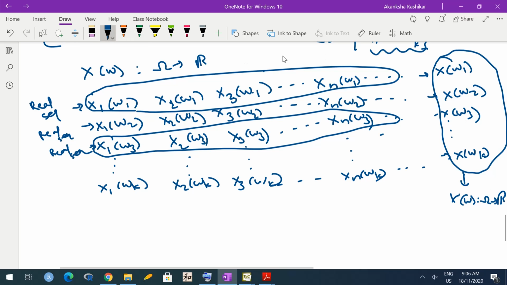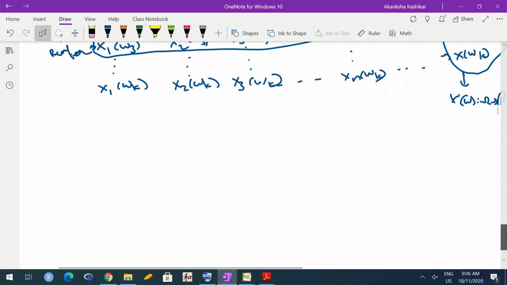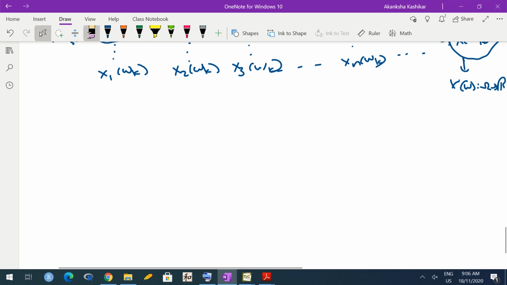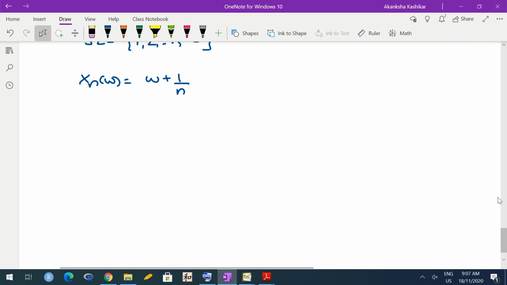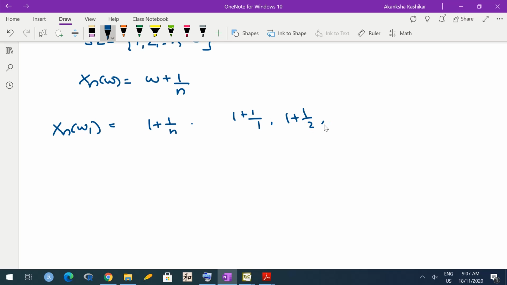Let me try to take one example to make things a bit more clear. Let omega be the outcome of a die throw. So I have 1 up to 6. And let me define xn of omega as omega plus 1 by n. So xn of omega has to be a function of both omega and n. Now, how would I get the sequences? When I fix omega at omega 1, if I consider the sequence xn of omega 1, I have 1 plus 1 by n as a sequence. 1 plus 1 by n means I have 1 plus 1 by 1, then 1 plus half, 1 plus 1 by 3, 1 plus 1 by 4, and so on.